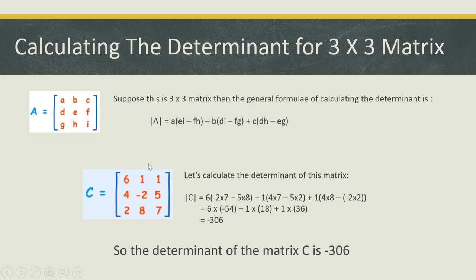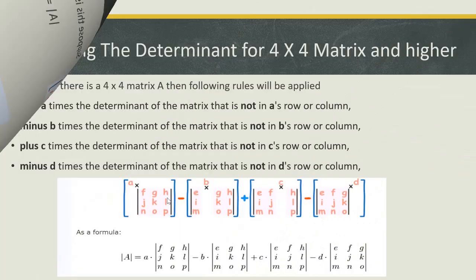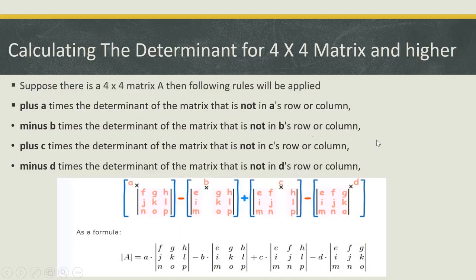we ignore the third column and the first row. We get a 2 by 2 matrix here which is 4 times 8 minus 2 times 2. We perform all the arithmetic operations and we get minus 306 as the answer. So the determinant of this matrix C is minus 306. All of this has been explained with an example as well; you can check it out, I've explained it in the video.